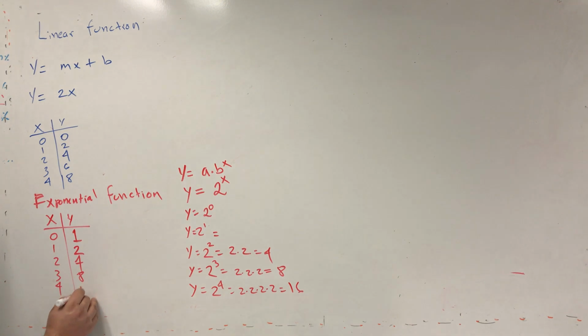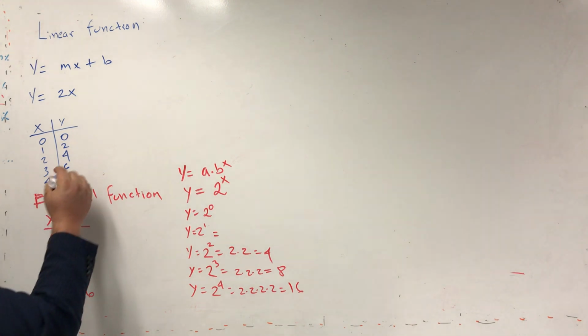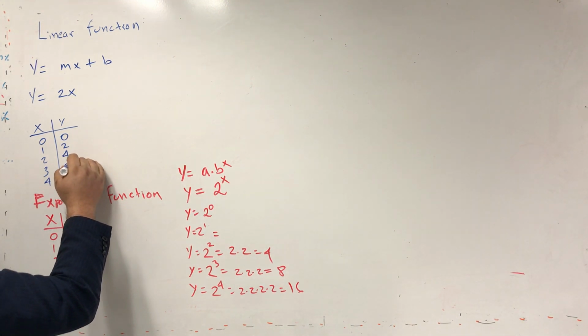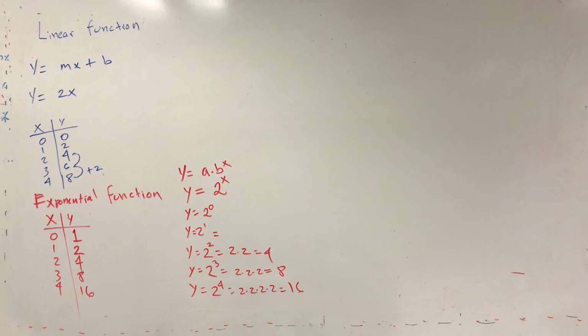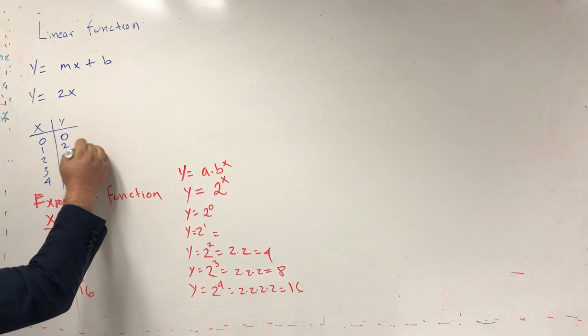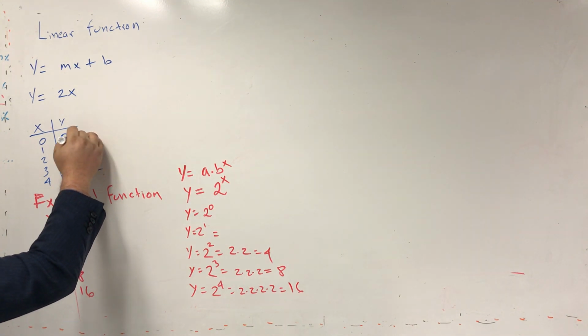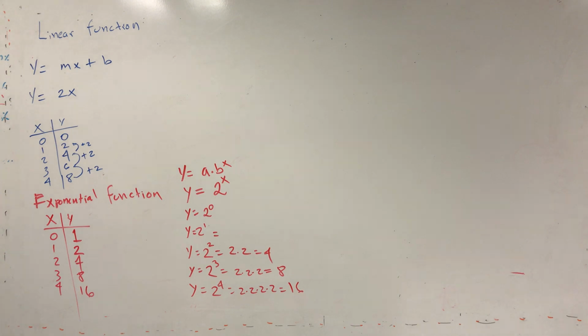So in this case, as you can see, in the first one, going from here to here, you are just adding 2 plus 2 plus 2 plus 2. You will find the same difference, which means that it's linear. It is changing at the same rate.